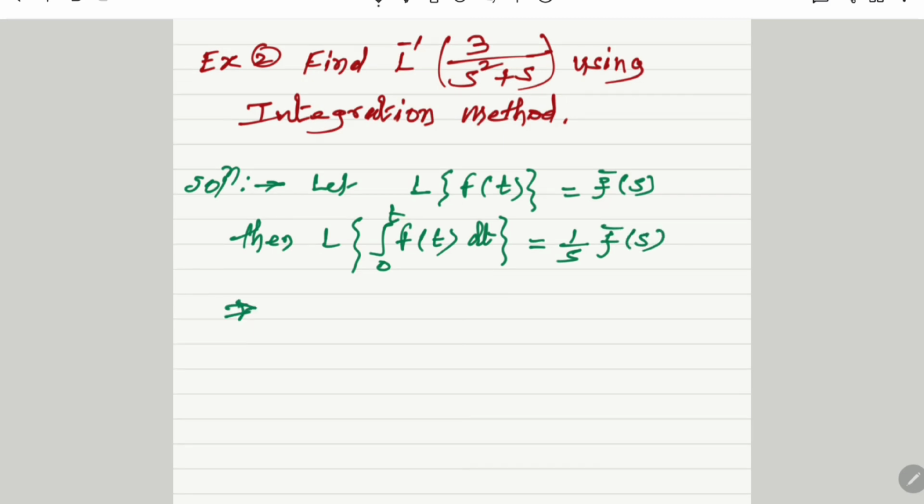Transferring this operator L to right hand side, it becomes inverse Laplace of 1 by s into f bar of s as integration from 0 to t of f of t with respect to t. Therefore, we have to apply this theorem to find the inverse of 3 upon s square plus s. How? That I will explain in next part.